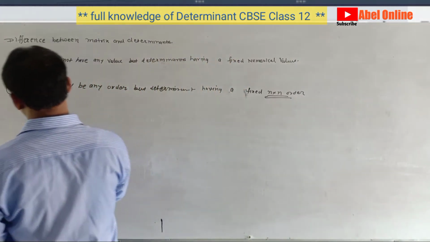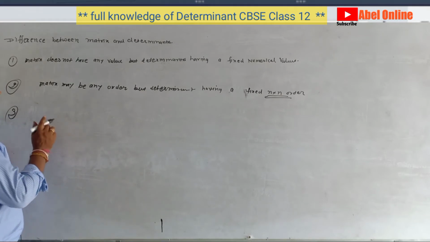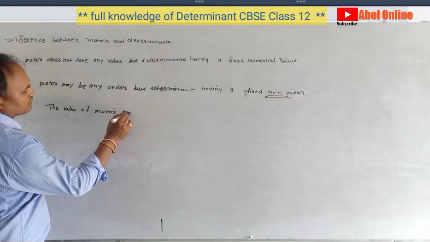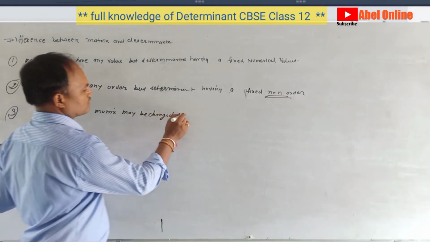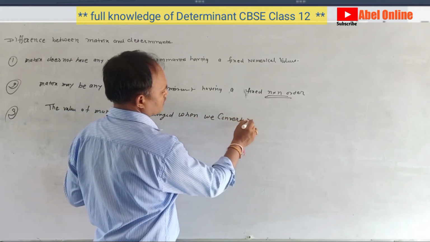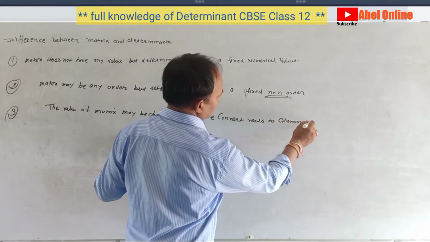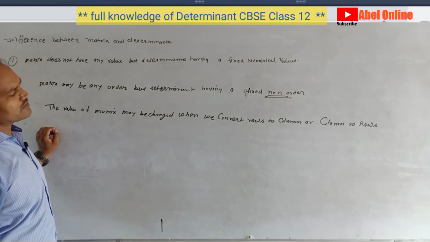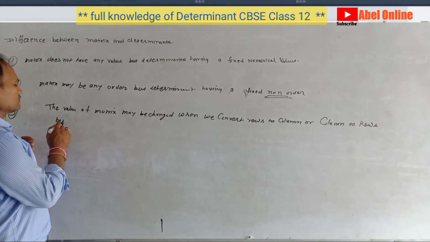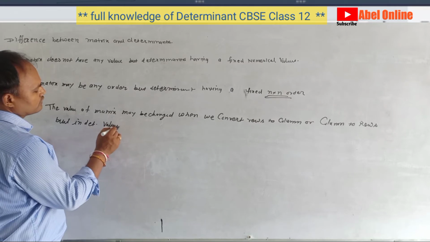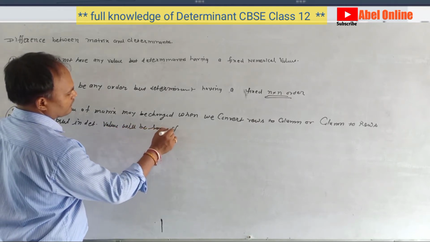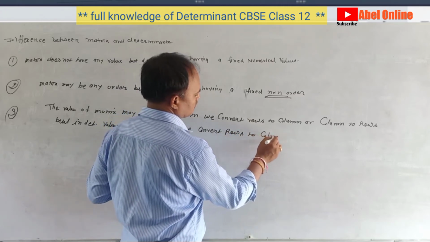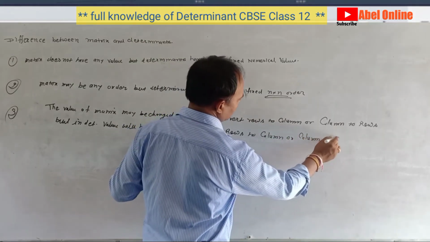What is the third rule? The third rule says that the value of a matrix may be changed when we convert rows to columns or columns to rows, but in a determinant the value will be the same if we convert rows to columns or columns to rows.